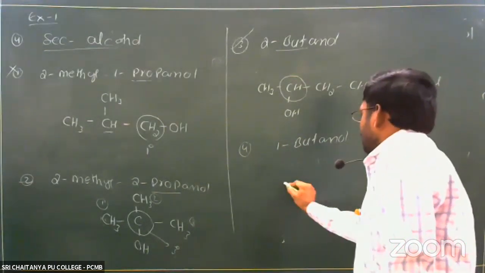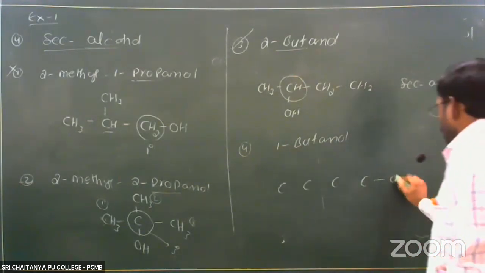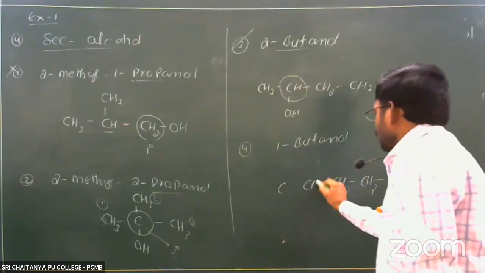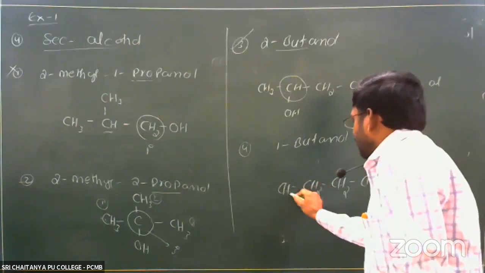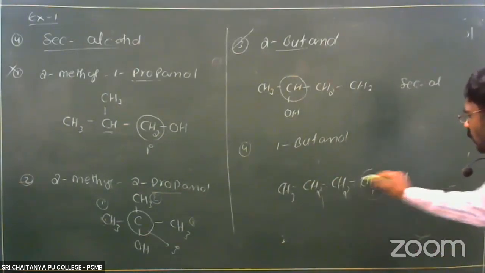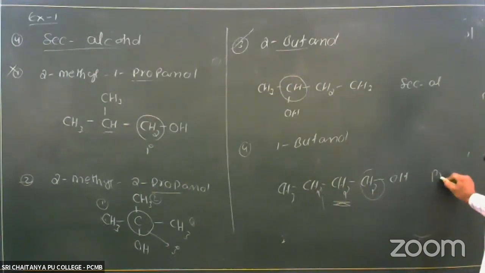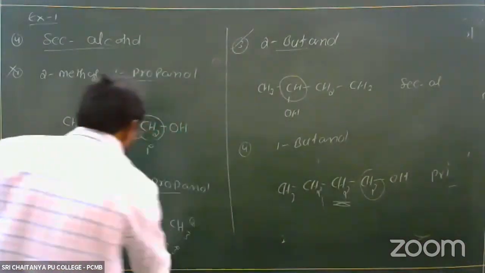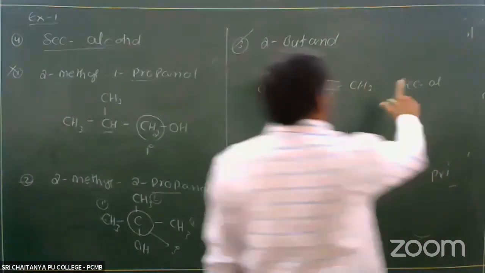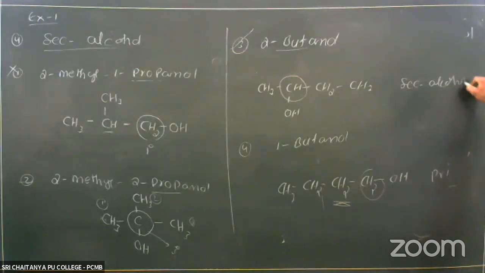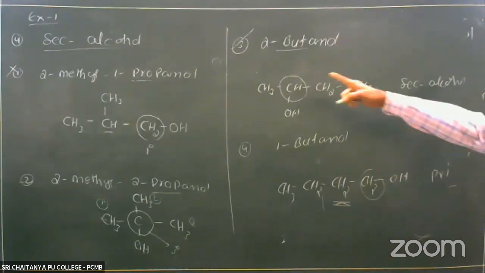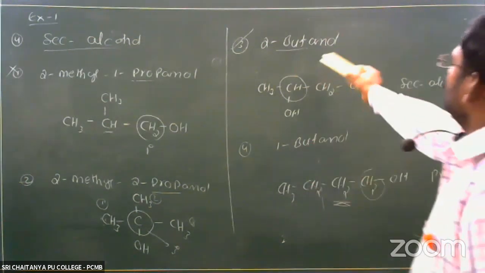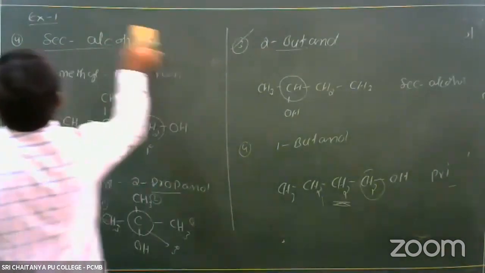1-butanol. Total number of carbons is 4. 1-butanol means OH is attached to the first carbon, and this first carbon is attached to only one other carbon. So it is a primary alcohol. So the first option is a primary alcohol, the second option is a tertiary alcohol, the third option is a secondary alcohol, and the fourth option is a primary alcohol. Here we require a secondary alcohol among these 4. 2-butanol is the secondary alcohol.